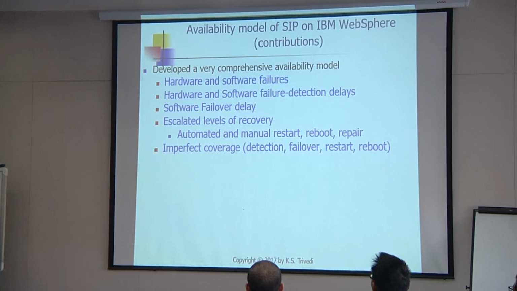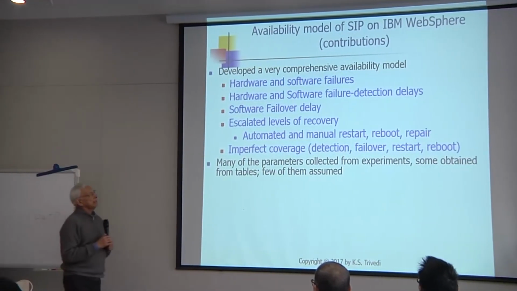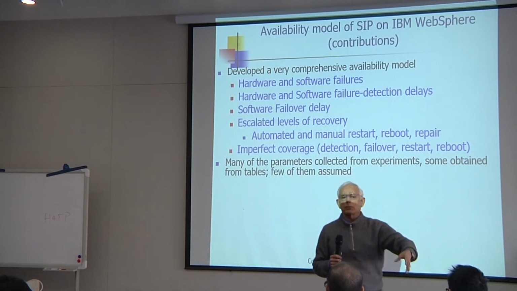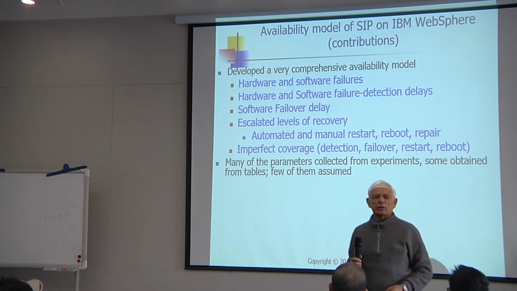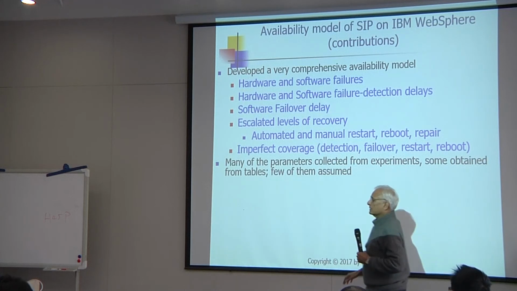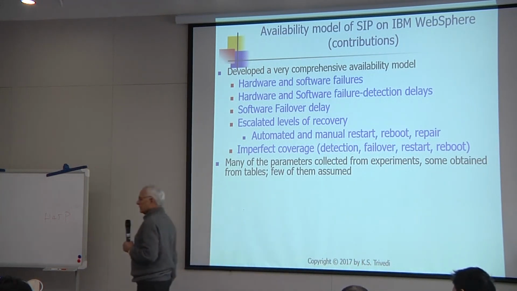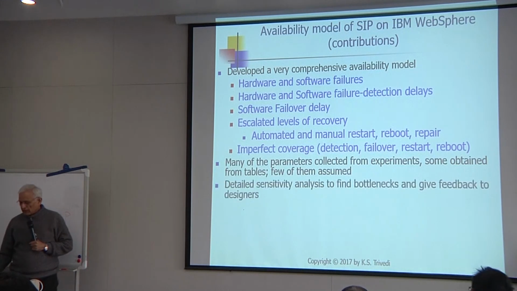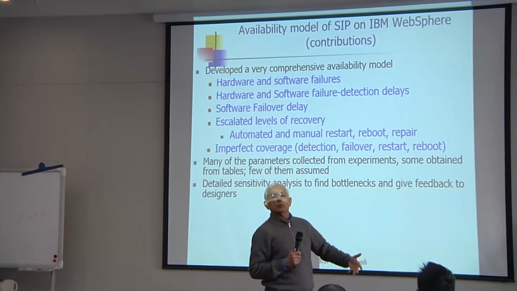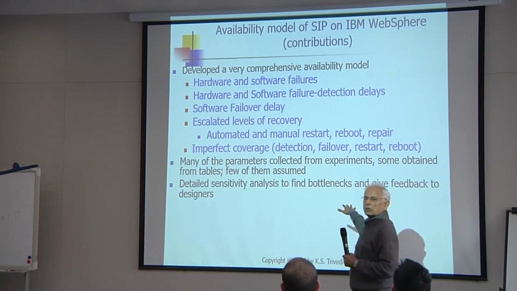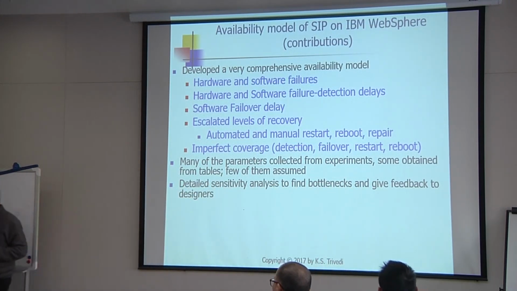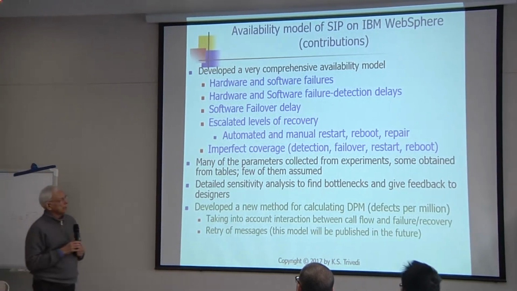And then it turns out that once you have the model, in order to solve the model, you need parameters, right? What is the mean time to failure of this component? What is the mean time to do the restart? And so on. Many of these parameters were collected by experiments conducted in another IBM lab in Annapolis. And furthermore, if the answer is not good enough, you want to tell the designers what they should do. And that is sensitivity analysis or bottleneck analysis. That was done.